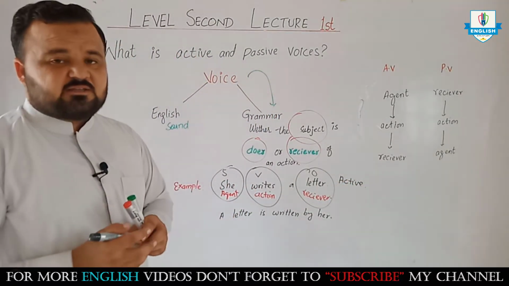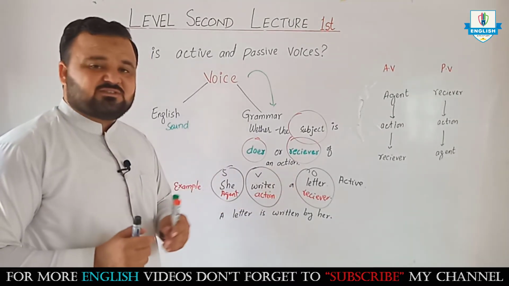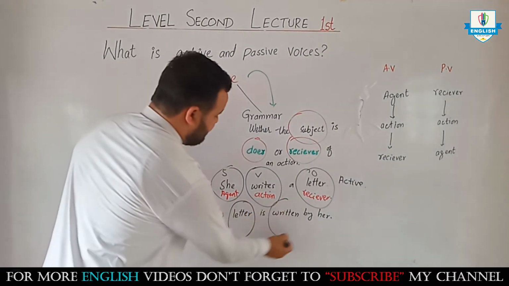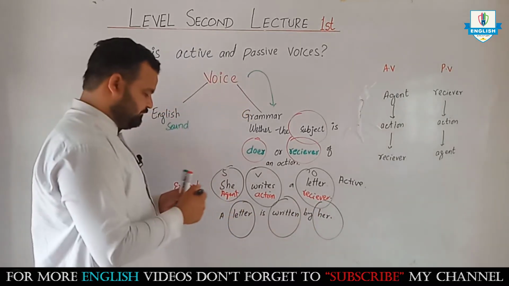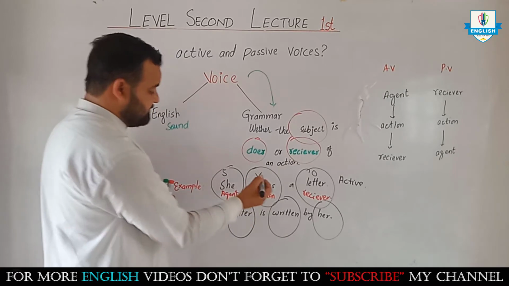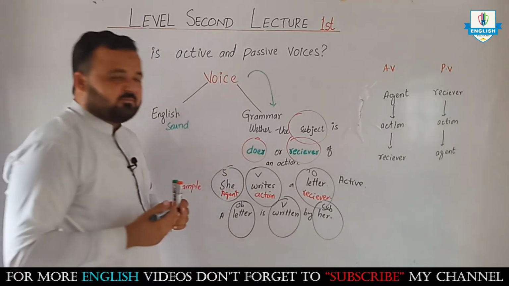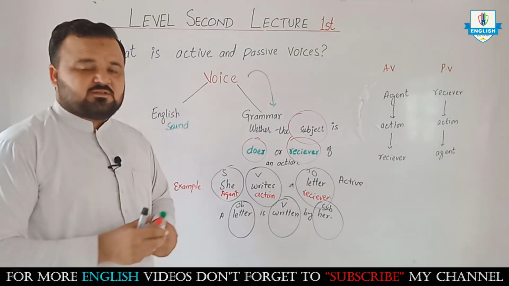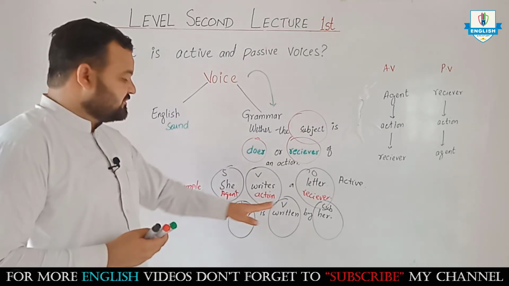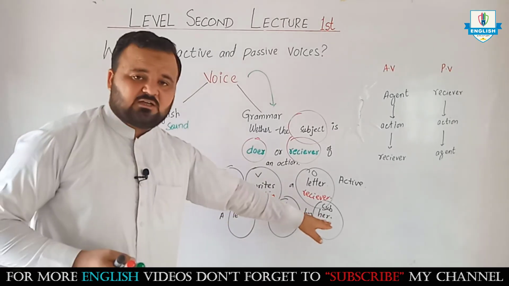जिस सेंटेंस में सब्जेक्ट डूअर ऑफ एक्शन हो तो उस सेंटेंस को हम एक्टिव कंसिडर करेंगे. So here I have another sentence. Object in place of subject, verb, and subject in place of object. In passive voice, subject and object will replace their places. Object subject की जगह आ जाएगा और subject object की जगह जाएगा.